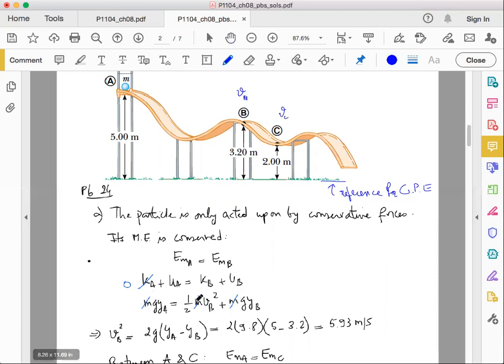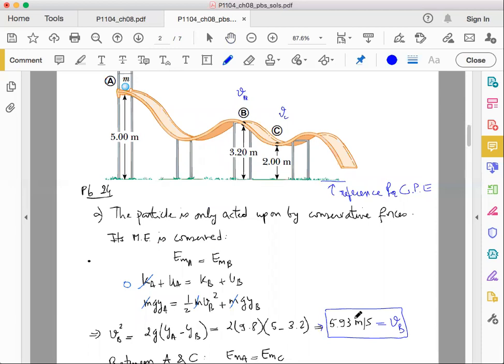So we can already reduce m. It cancels out everywhere in the equation. And so we end up with VB squared equals 2 times g times (YA minus YB). So it's 2 times 9.8 multiplied by (5 for YA minus 3.2 for YB). We end up with 5.93 meters per second. So at the end of the day, I think this is the value of VB. So VB is equal to this value.